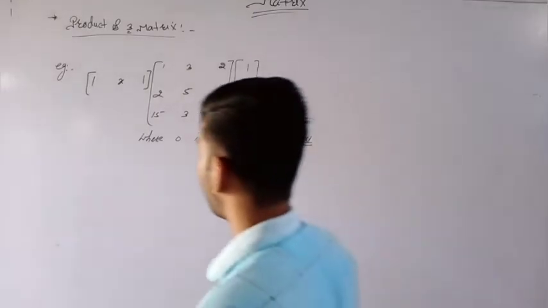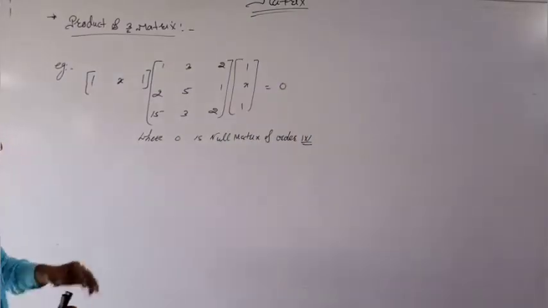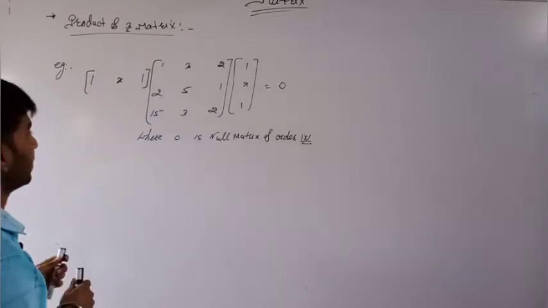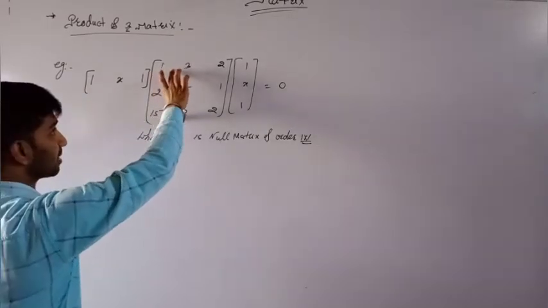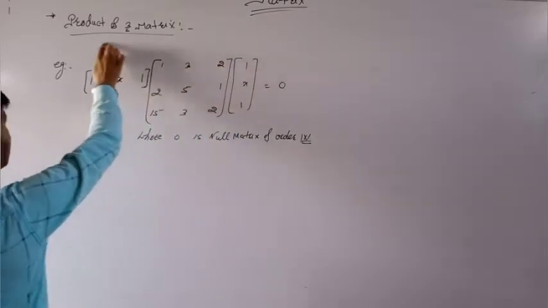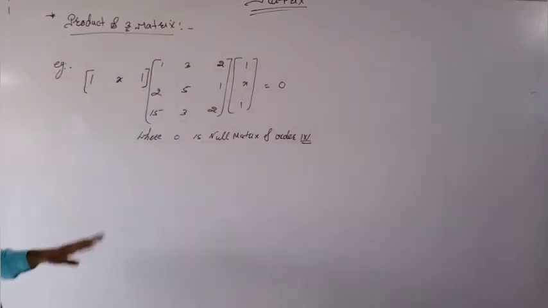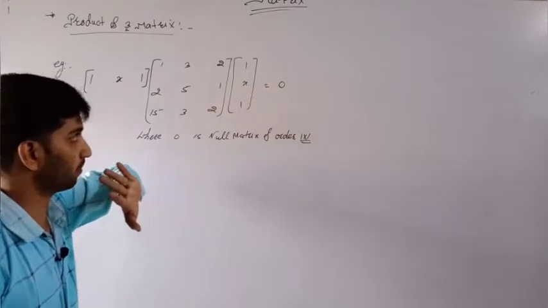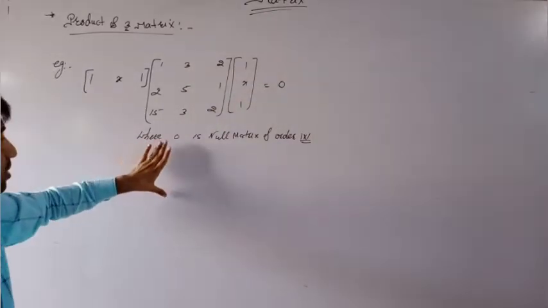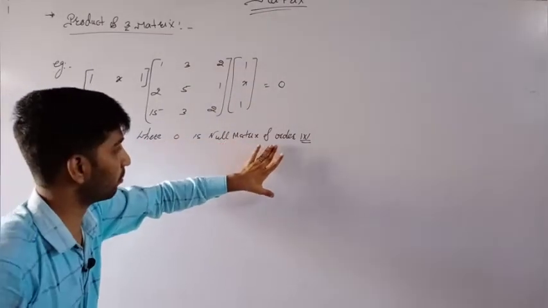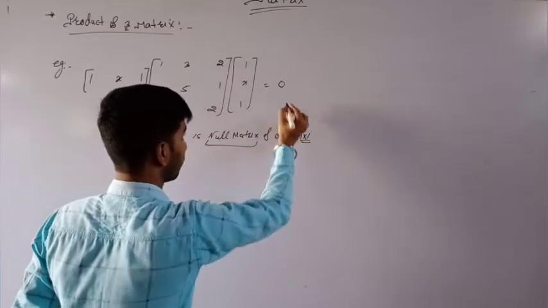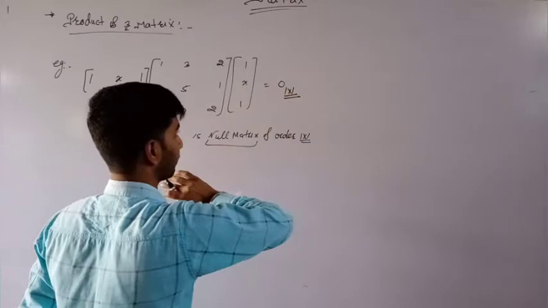So students, our next example is the product of three matrices. This is the first matrix, this is the second matrix, and this is the third matrix. In this example, it is given that the product of these three matrices is equal to 0, and that 0 is a null matrix of order 1 cross 1.